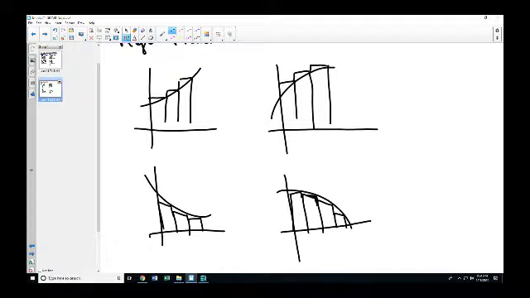Yeah, so it's the exact opposite of the left Riemann sum. That it is. So, overestimate, right? Increasing, concave up, increasing, concave down. Notice concavity does not match, but increasing and over does, right? So, that's your info there.